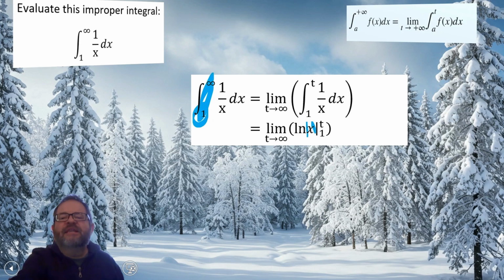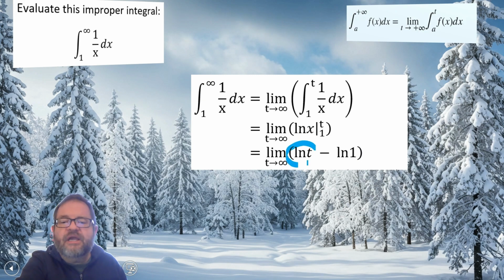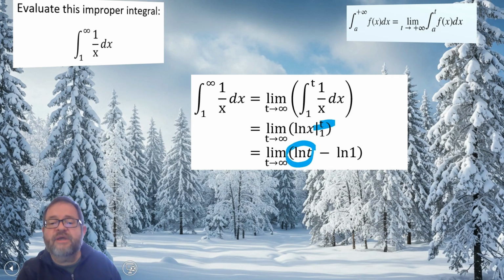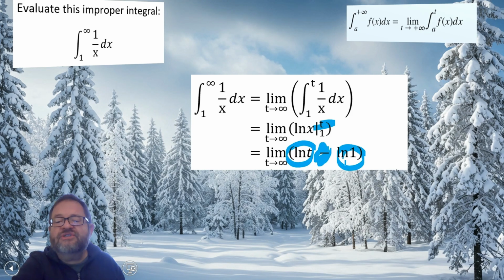So we got the limit of the natural log of x, evaluated at t and 1. Okay, that's a fundamental theorem of calculus thing. So we're going to plug in the value at the end of the integral, at the ending point, minus the value at the start of the integral. So since we're integrating from 1 to t, then it'll be natural log of t minus natural log of 1.